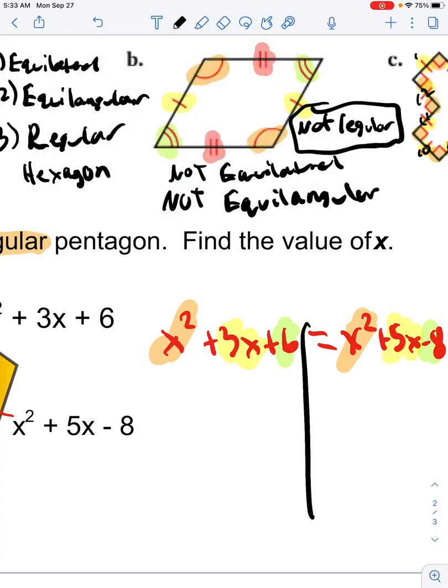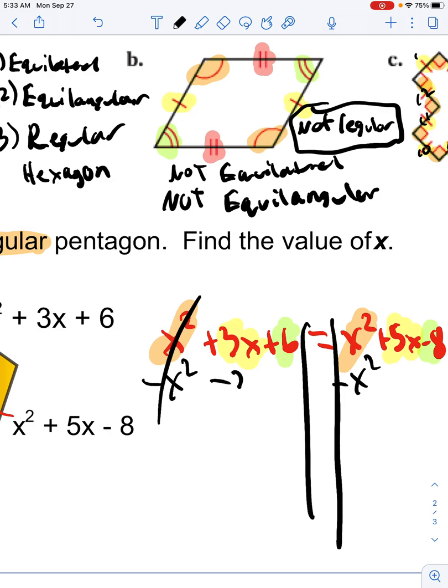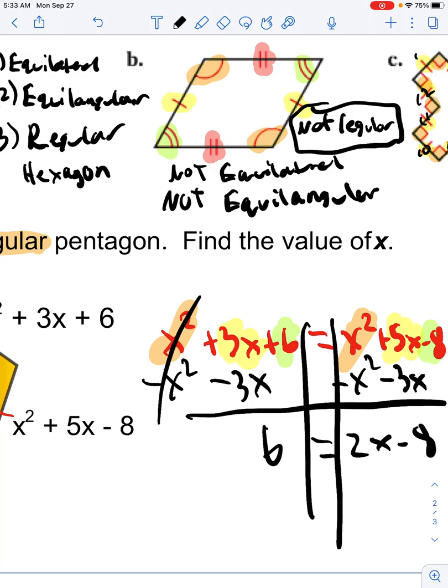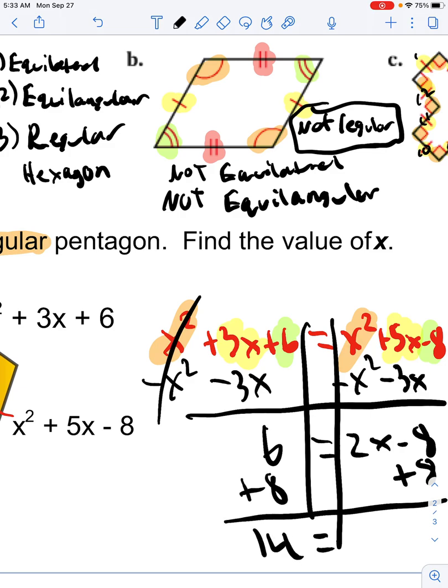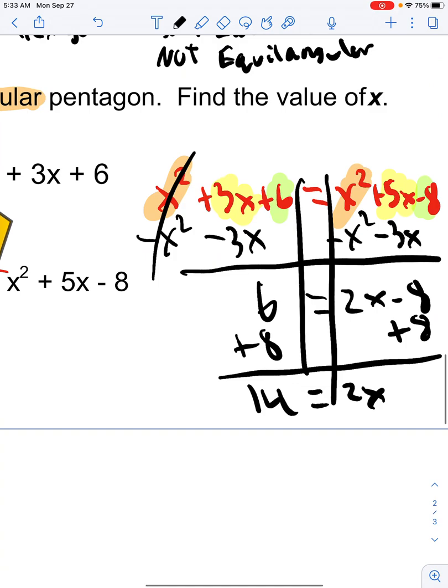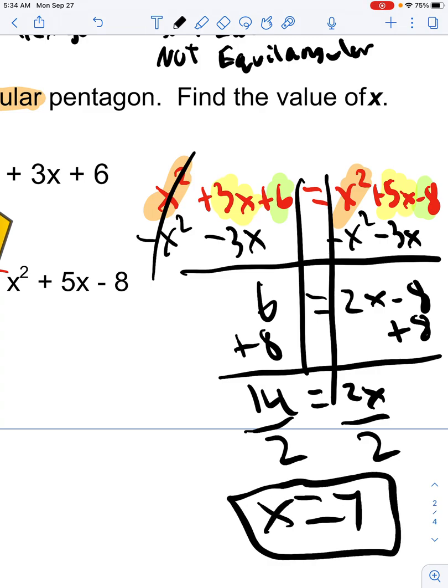So first thing I'm going to do is I'm going to separate my left side and my right side. I'm going to subtract x squared, and it's going to cancel out. And then, because I like to keep my x's positive, I'm going to subtract 3x. So I'm left with 6 equals 5 minus 3 is 2x minus 8. Now I need to get rid of this subtracting 8, so I'm going to add it. I'm going to add it. 14 equals 2x. Almost done. How do you undo 2 times x? You need to divide, so x equals 7.